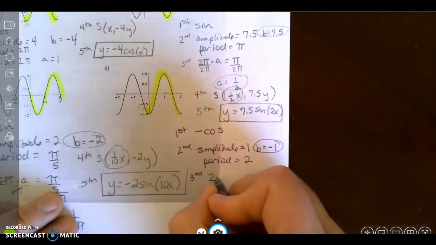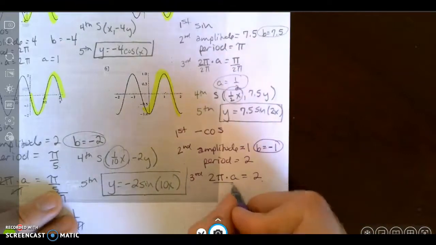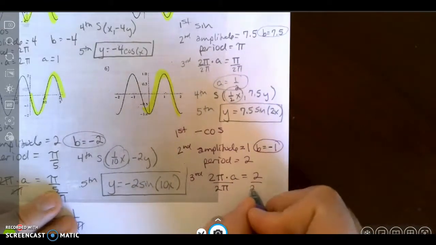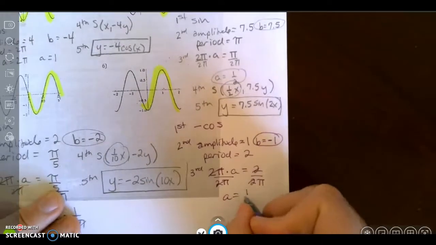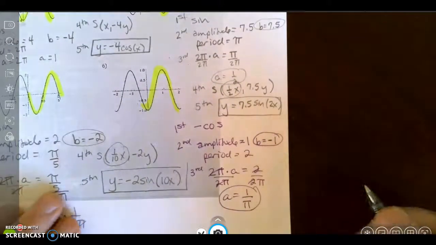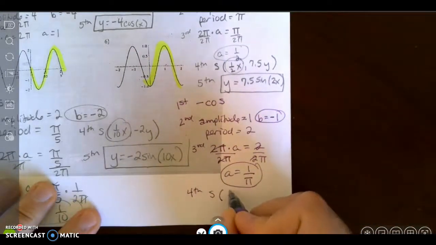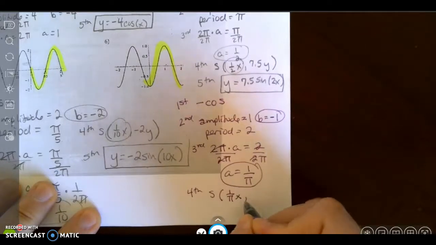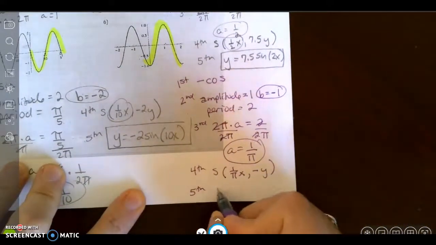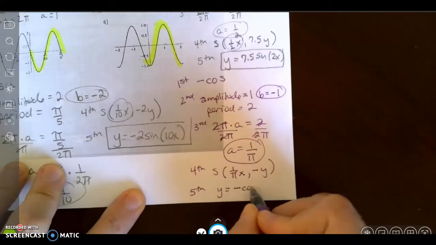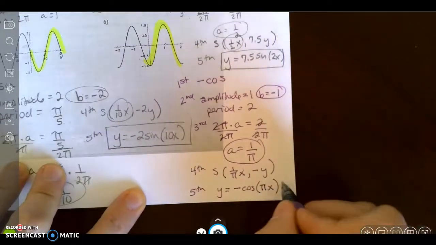So 2 pi times A equals 2. Divide both sides by 2 pi. A equals 1 over pi. My scale change is therefore 1 over pi x, -y. So my equation is y equals negative cosine. Since I'm dividing by pi, I'm going to multiply by pi in the equation.